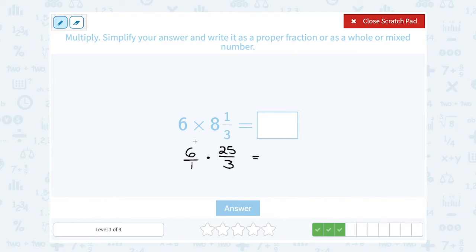Now you have a couple options here. You can multiply straight across the way that it is, or you can cancel your numbers first to simplify it first to make your multiplication a little easier. For example, if I look at this, 3 goes into 6 and 3, right? 3 goes into 3 one time, and 3 goes into 6 twice. So if I simplify my fraction first, it's going to make my multiplication a little bit easier to say that 2 times 25 is 50, and 1 times 1 is 1, and 50/1, well, anything over 1 is a whole number, so that would just be 50.